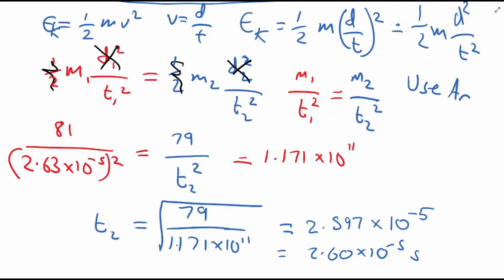Now, does that answer make sense? Have I done this right? So I've got 2.60 times 10 to the minus 5 and 2.63 times 10 to the minus 5. They're similar in mass, and this one's slightly shorter time, but we know that the lighter ones, the less mass, should travel faster, so that makes sense. So I'm happy that that is the correct answer.